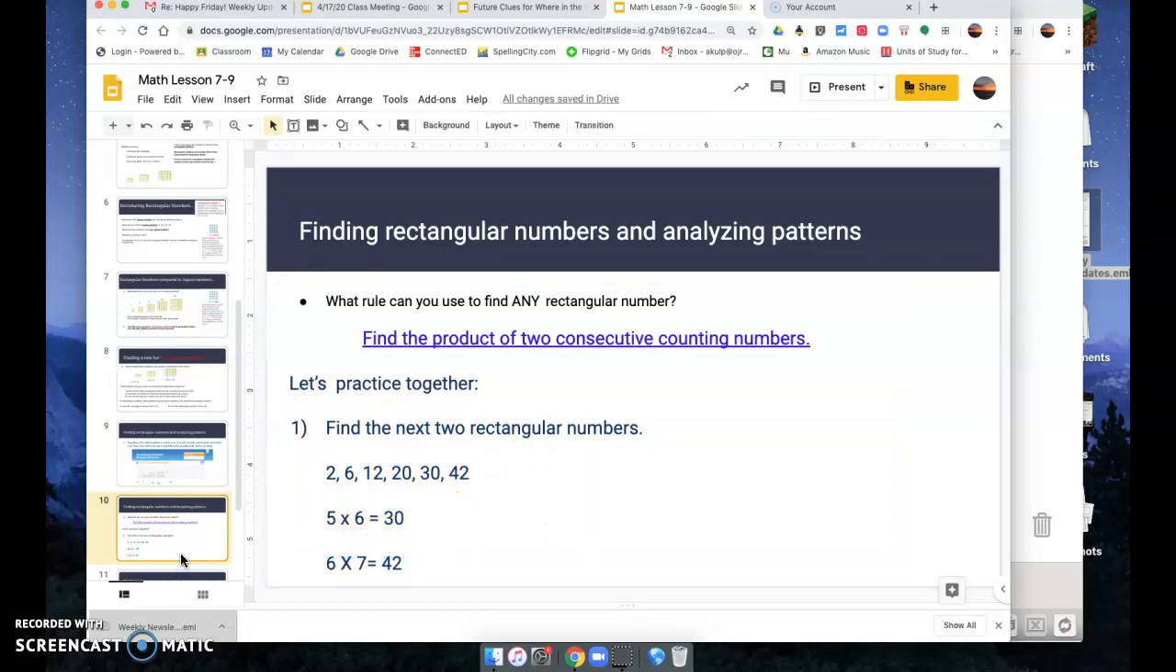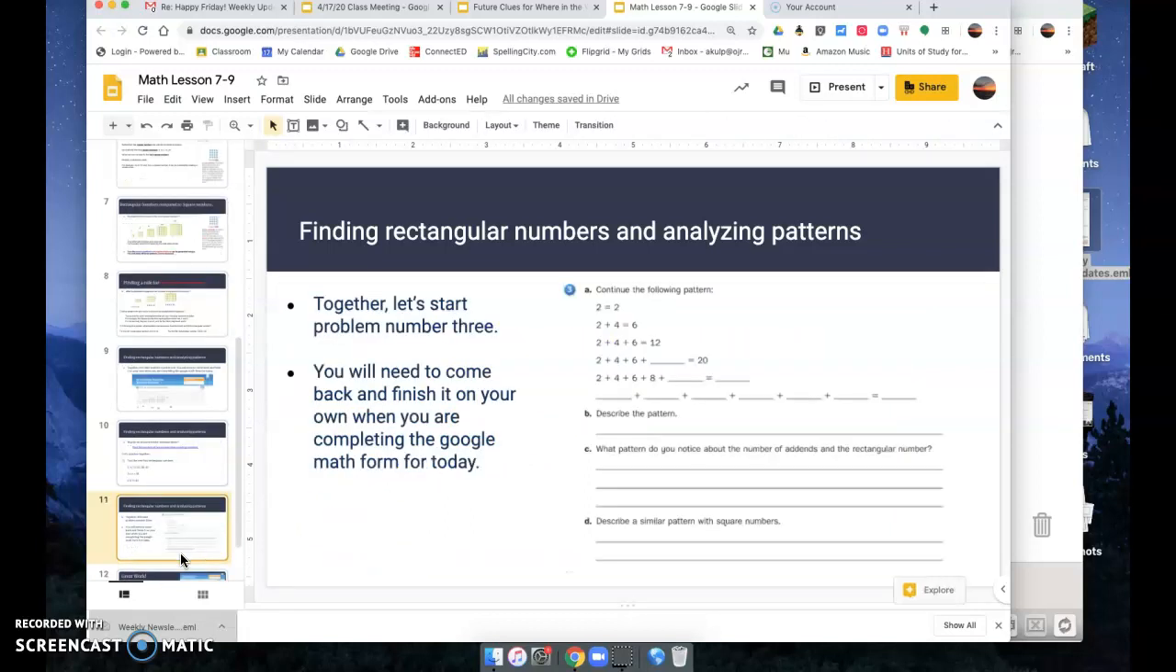Okay, the last thing I want to do with you here is start problem number 3. You will need to come back and finish it on your own when you're completing the Google Math form for today, just like the other problems that we just did. If you look at the pattern here, it says 2 equals 2, and we have to continue the following pattern. So we need to first stop and analyze the pattern before we can continue it.